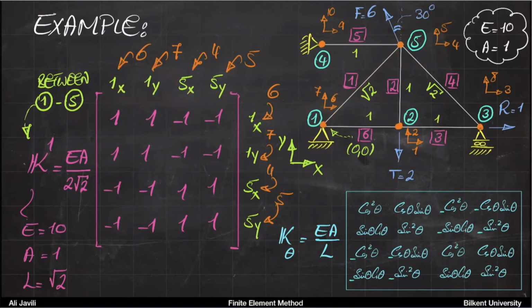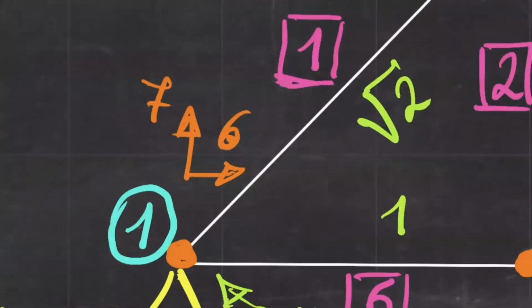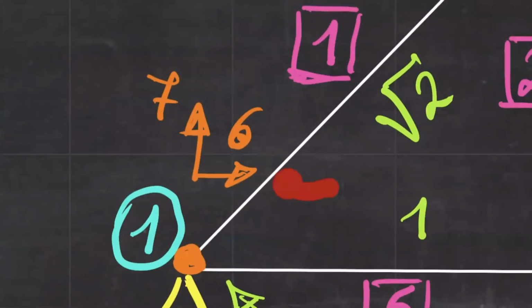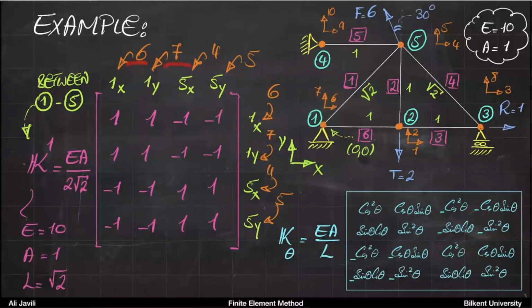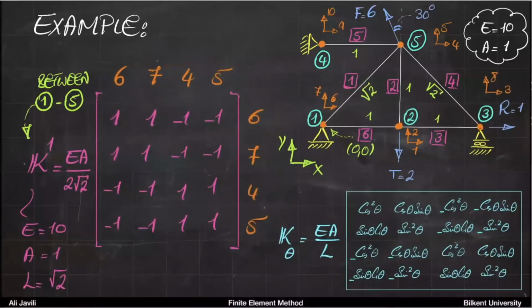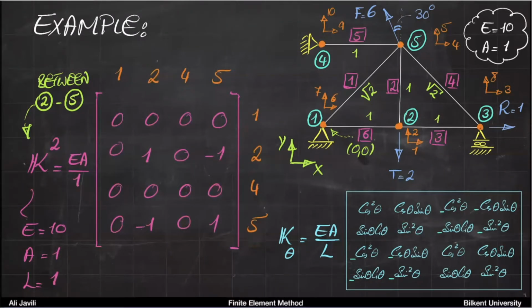Now, node 1 in the x direction has the global degree 6. Node 1 in the y direction has the global degree 7. So you see this 6 and 7 here. So basically, when you calculate the element stiffness, now we don't have to write 1x, 1y anymore. We just write these for now, just for our own reference, so that we remember which global degrees are associated with which, let's say, components or directions in these stiffness matrices.